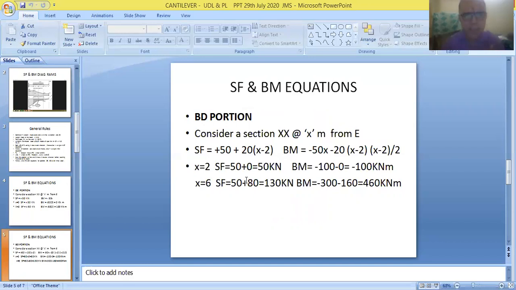That means we are taking 50% of this distance as a perpendicular distance. So force is equivalent to 20 into x minus 2. The distance must be taken as x minus 2 by 2. So therefore it is written in this fashion.